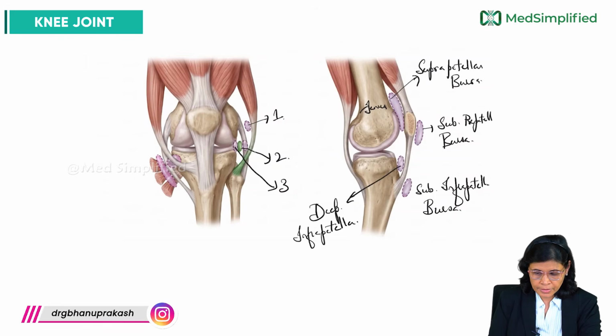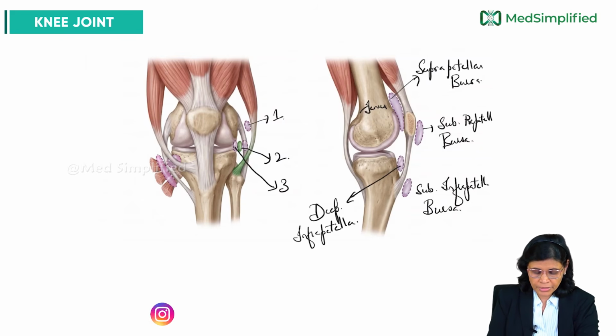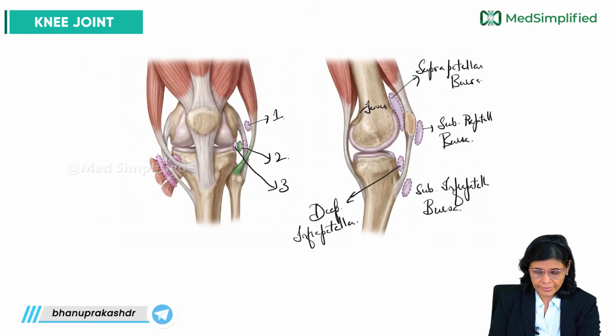Okay, so this bursa is basically an extension of that synovial membrane itself. So it communicates with the joint cavity, this bursa, which is between the tendon of the popliteus as well as the condyle of the femur. Okay, so these 3 bursae we see laterally.